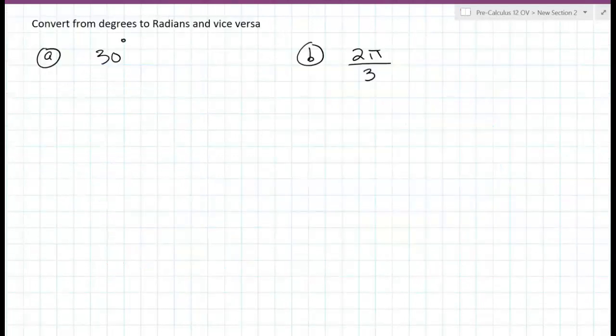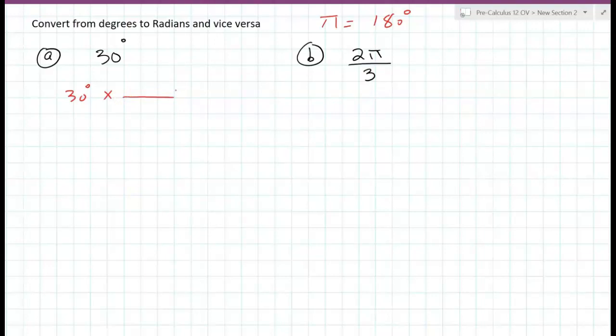So let's go through a couple of examples. We're going to convert degrees to radians and vice versa. So remember again, pi radians equal to 180 degrees. So here we're going to go through 30 degrees. We want to use the ratio of pi and degrees in order to come up with the unit conversion.